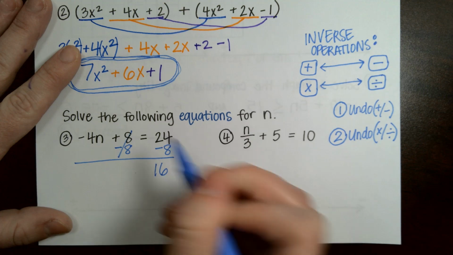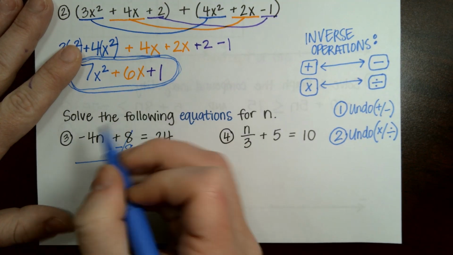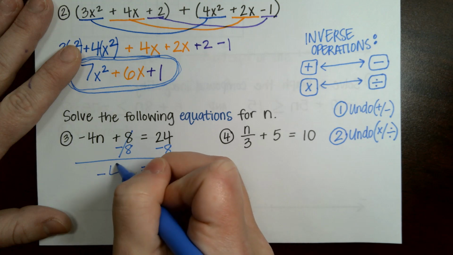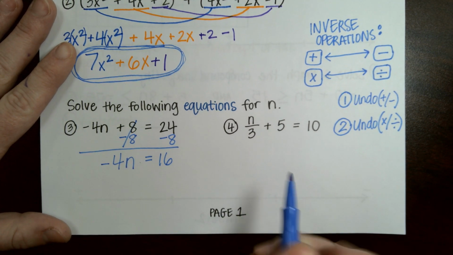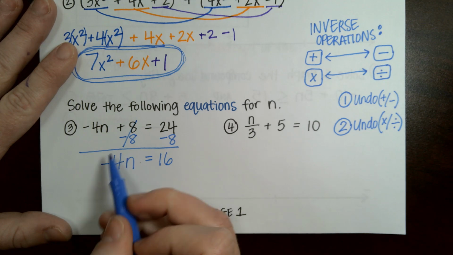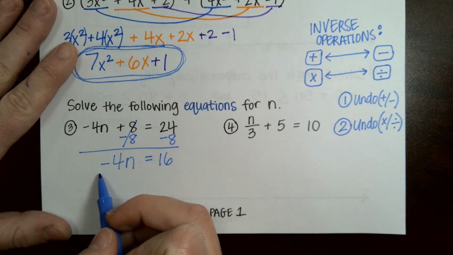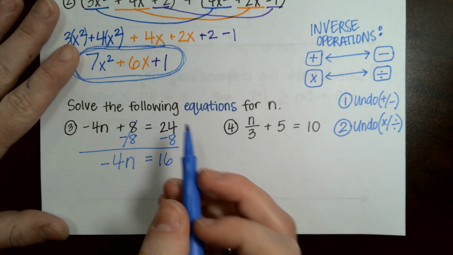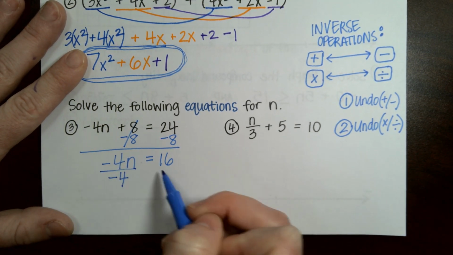Bring down the equal sign. Bring down your negative 4n. Don't lose your negative. Now we need to divide because we have a multiplication problem. What number do we divide by? Negative 4. That's alright, I'm just being hard on you guys. I bet y'all knew that.